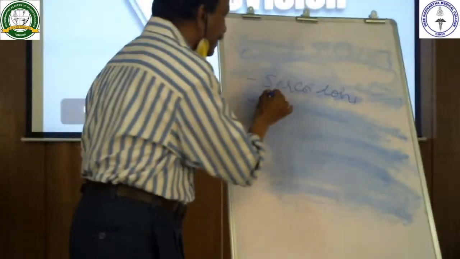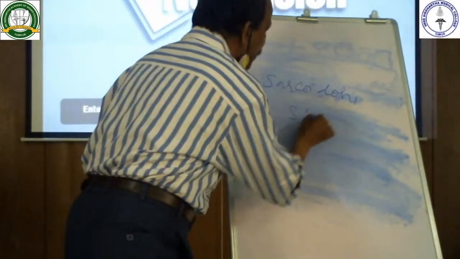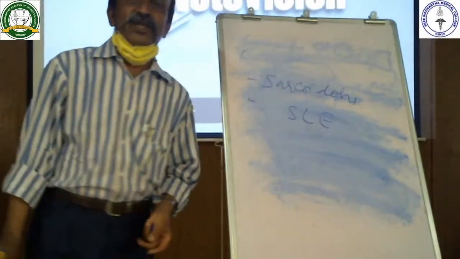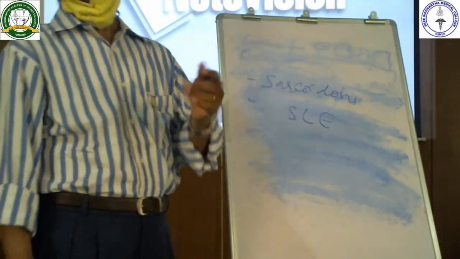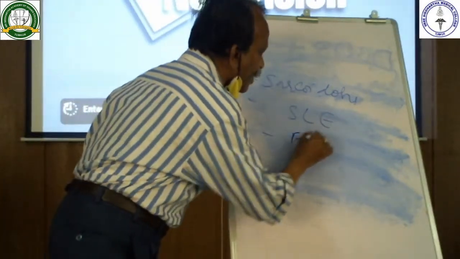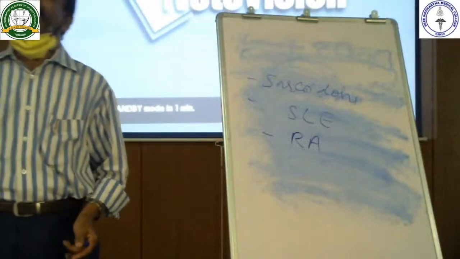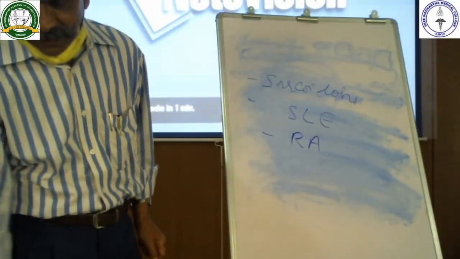And some of the immunologically mediated diseases, that is SLE, systemic lupus erythematosus, there will be involvement of the lymph nodes. And then the third one is rheumatoid arthritis. Rheumatoid arthritis can also cause the enlargement of the lymph nodes.